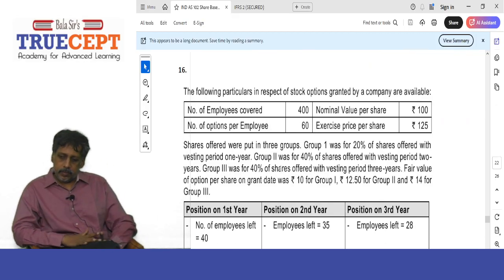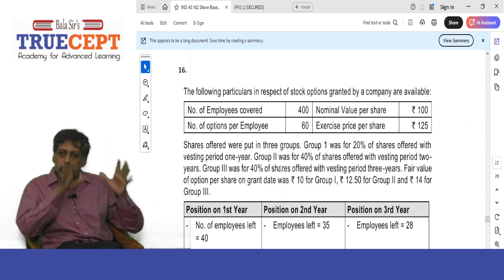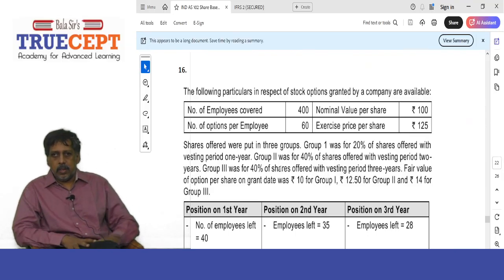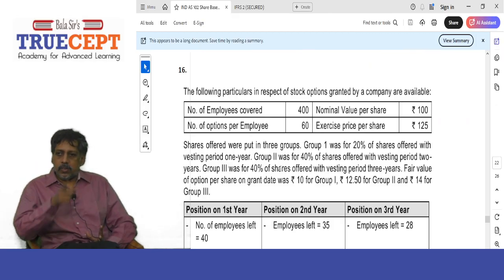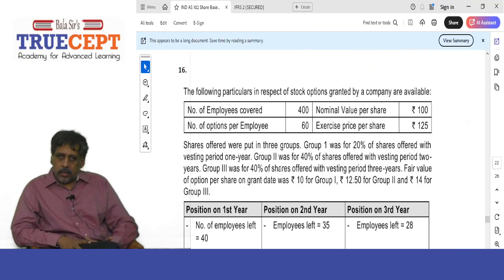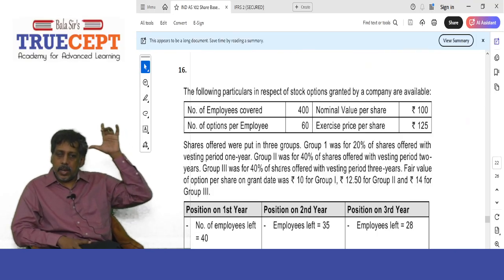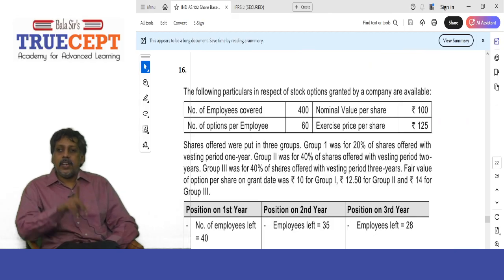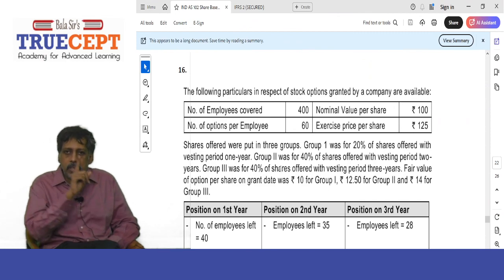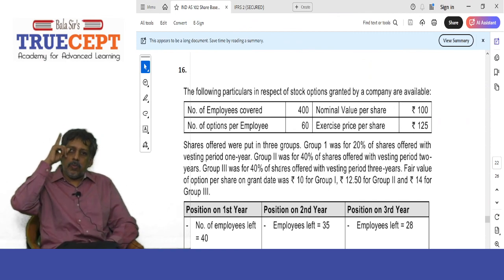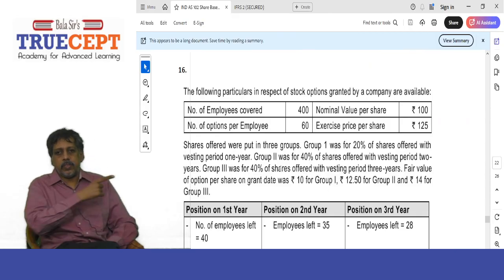Now read further. Shares offered were put in 3 groups. You know the 60 shares that are offered are put in 3 buckets. G1, G2, G3. What is G1? Group 1 was for 20% of shares offered with vesting period 1 year. Very good, right? So what is 20% of 60 shares? The employees will have the right to buy 12 shares in the company after rendering just 1 year of service. That's a service condition, just 1 year. That means 12 options will vest after 1 year of service.